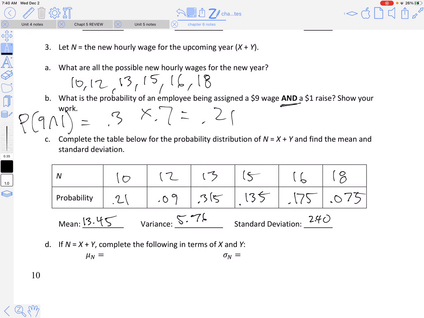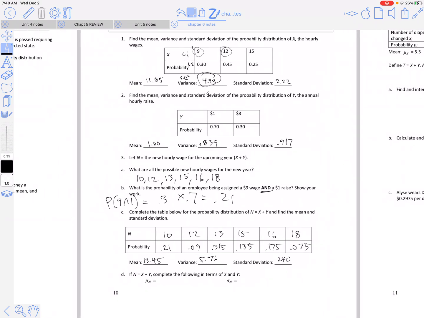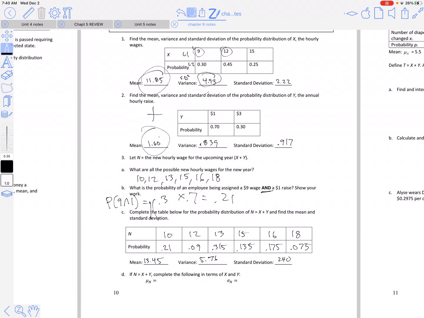Now, D says, if n equals x plus y, complete the following in terms of x plus y. So, if I am adding the means, let's take a look at that, because all this data is coming from the same original places, and it's a combination of the two. What happens when I add those? Yep, they equal 13.45. So I didn't necessarily need to go back and recalculate the mean. I could have just done the mean of x plus the mean of y, and then I would have had the mean of n, as you can see there.